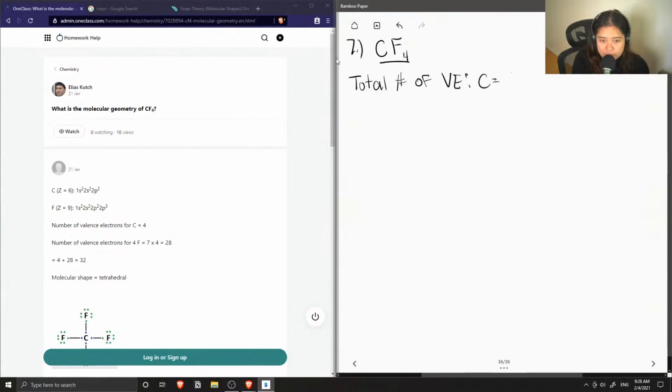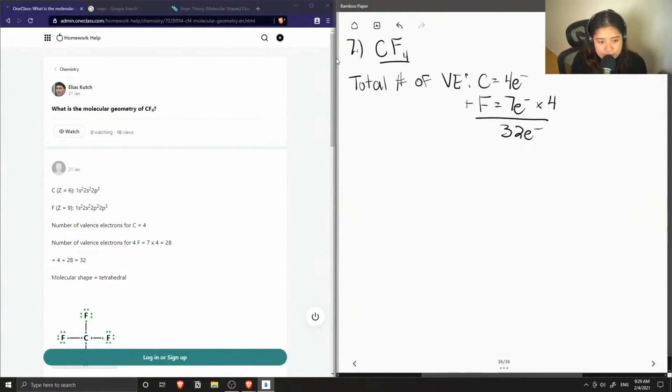Carbon has 4 valence electrons, and fluorine has 7. Since there are 4 fluorine atoms, we multiply this by 4. When we add these values up, we get a total of 32 valence electrons.